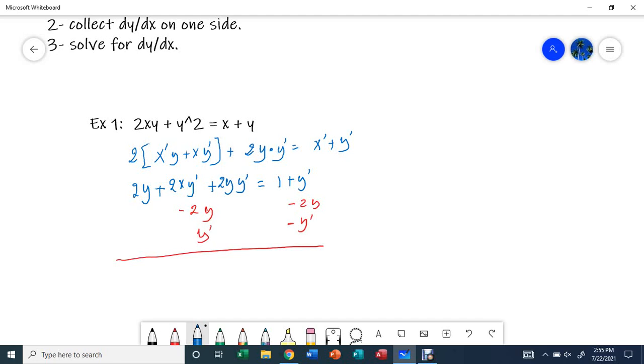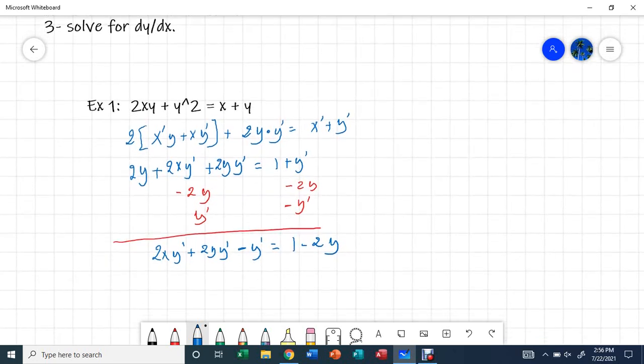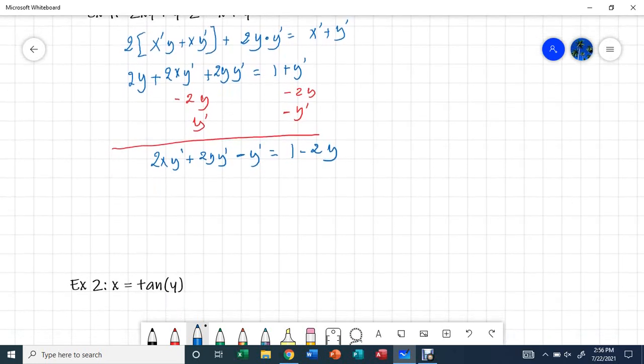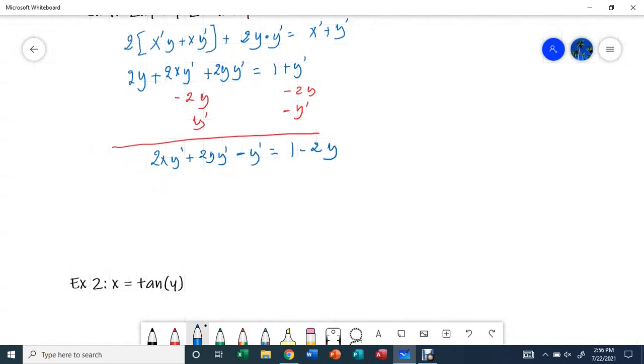So on this side, I'm going to end up with 2x y prime plus 2y y prime minus y prime equals 1 minus 2y. And now factor out y prime on the left hand side and do step number 3, solve for y prime.